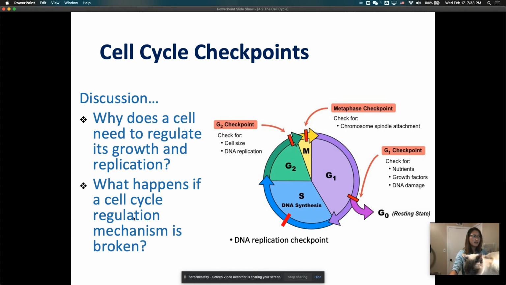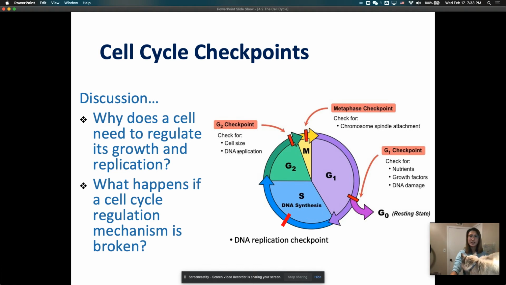What would happen if a cell cycle regulation mechanism is broken? What if we checked right here, but even though there's not enough nutrients, there's no growth factor, which is a signal for cells to divide, there is DNA damage, but we kept going anyway? What would happen if your DNA replication is not done correctly, but we kept going anyway? What would happen then?